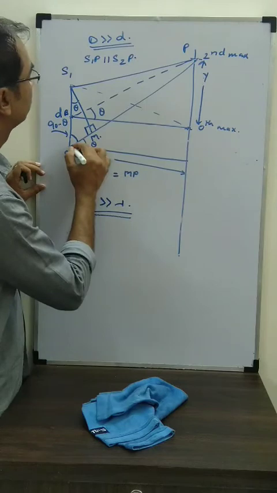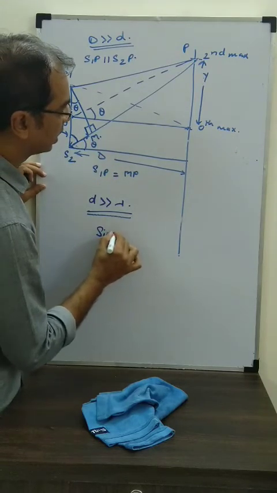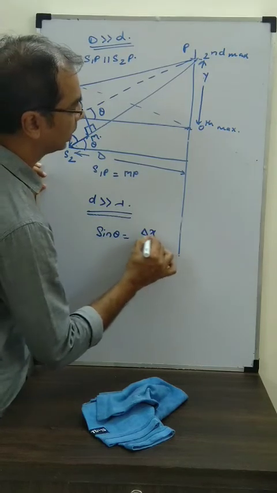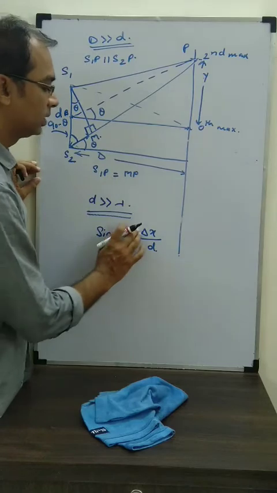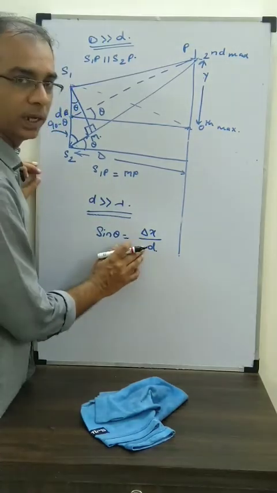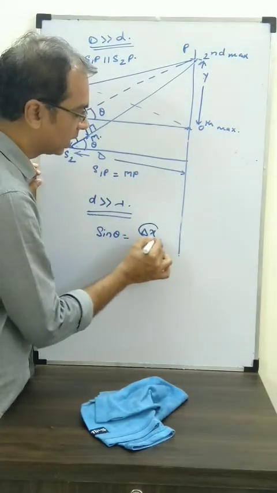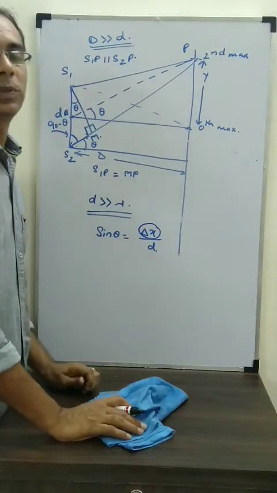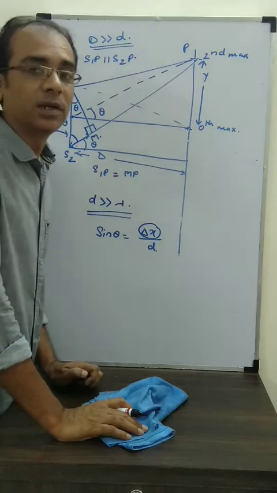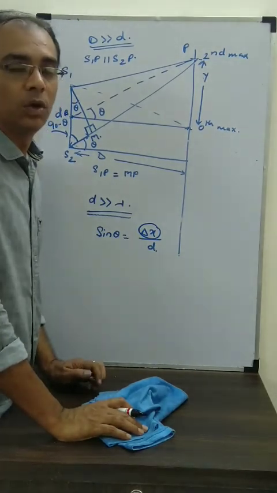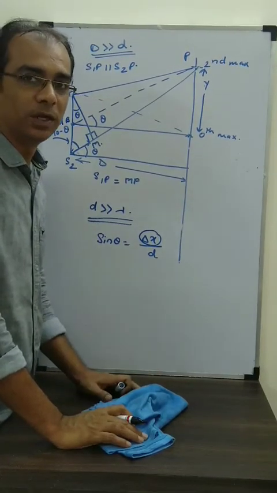I told you this path difference gives sin theta equal to delta x by d, not lambda x, delta x by d. Normally this delta x, if we are going to find the first maxima, is lambda. If it is the second maxima, it's 2 lambda. Or if we are going for some minima, then it is an odd multiple of lambda by 2.